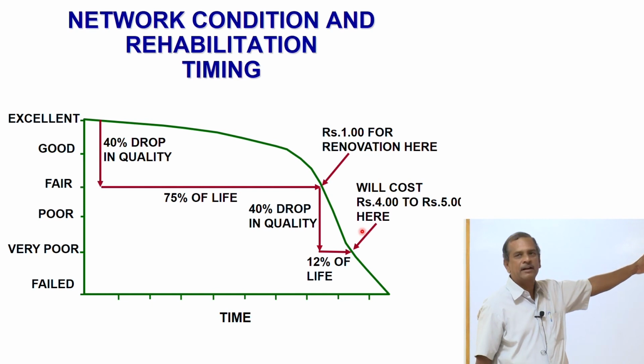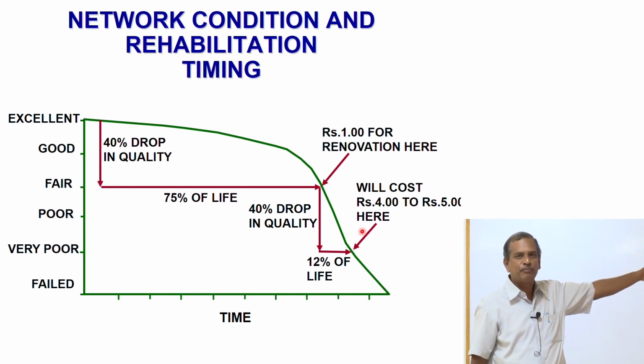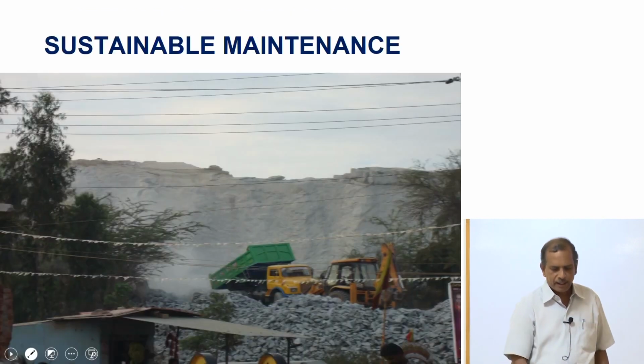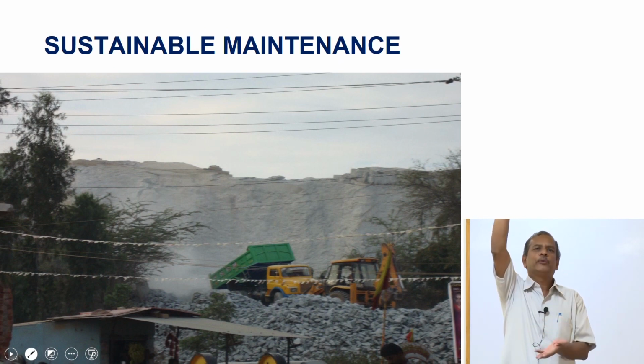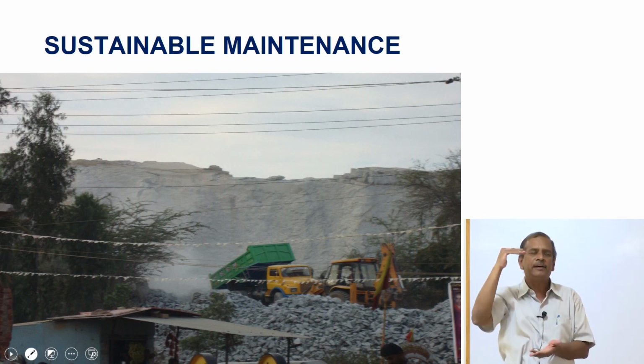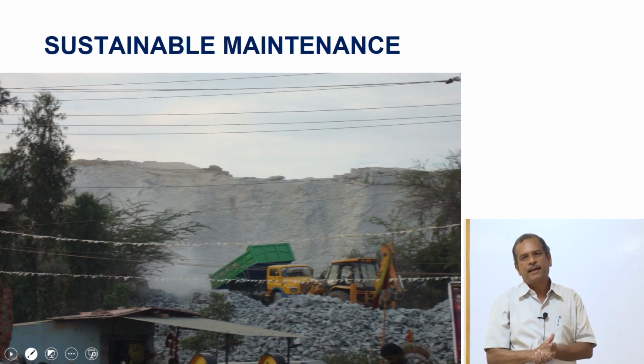And if you do it early, the cost of maintenance will be maybe 1 rupee. More and more delay, the cost will go up to 4 to 5 rupees. The other question is how long we can keep doing an overlay. It's time that we should relook at how we construct a sustainable pavement.